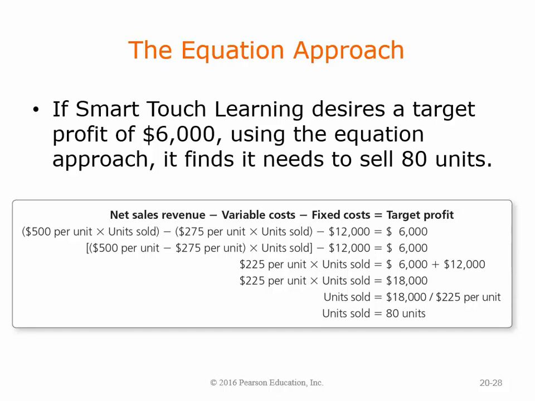So now I've got, well, you can follow the math. I don't need to explain it to you. In the end, I end up with units sold equals 18,000 divided by 225 per unit, or 80 total units. Most of us don't use the equation approach because it's kind of bulky and unwieldy.